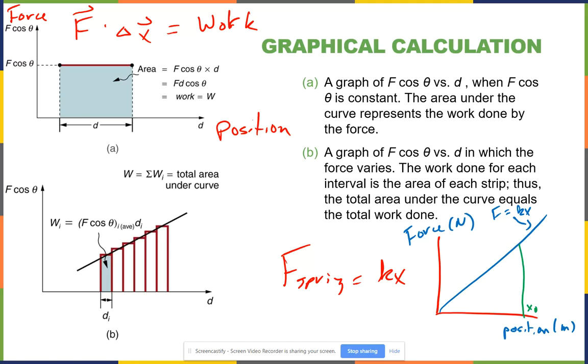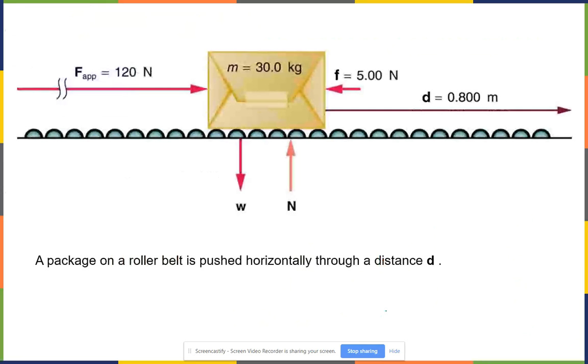It's a geometric shape that you should know the area of. So what's the name for that shape, the shape that's under the curve? A triangle. What's the equation for the area of a triangle? So work is equal to the area, which is equal to 1/2 the base times the height.